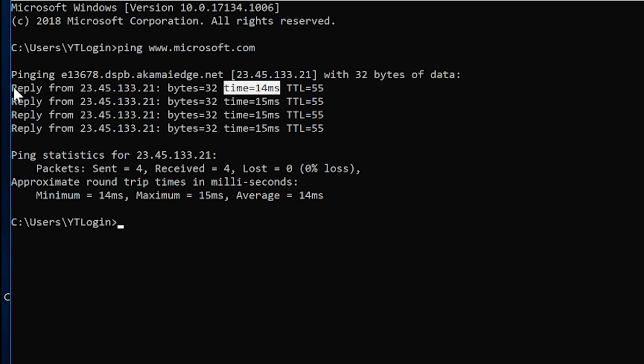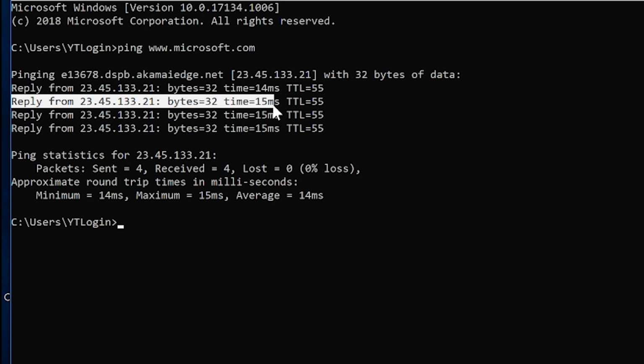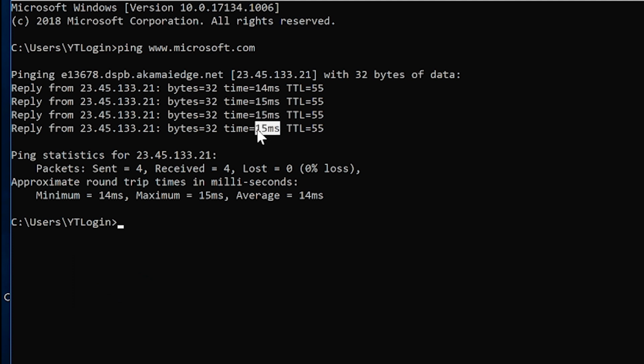This is the first attempt of the ping to this IP address, and we can see that the response time here was 14 milliseconds. Then the ping command does it again, the second time, and this time it replied in 15 milliseconds, and then the third time also 15 milliseconds, and the fourth time also 15 milliseconds, hence 4 packets sent, right? Very, very easy to understand.